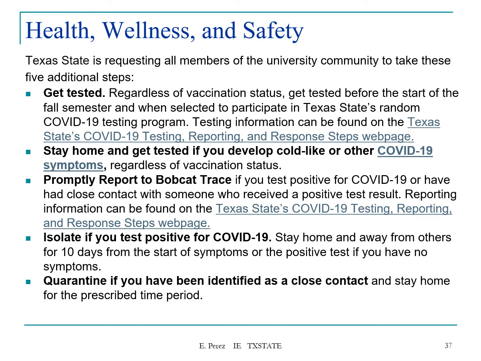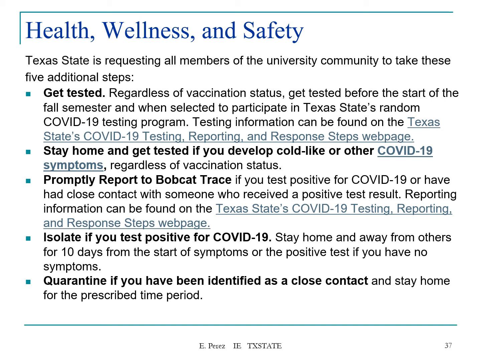Health, wellness, and safety. So this is a very important topic that we need to discuss. This is information that you have received already via email.